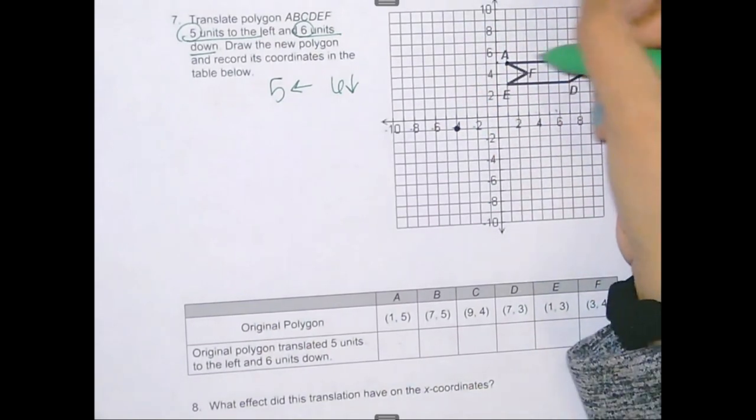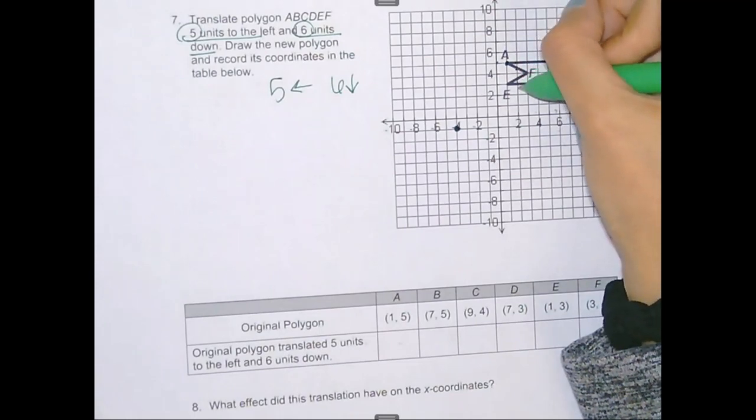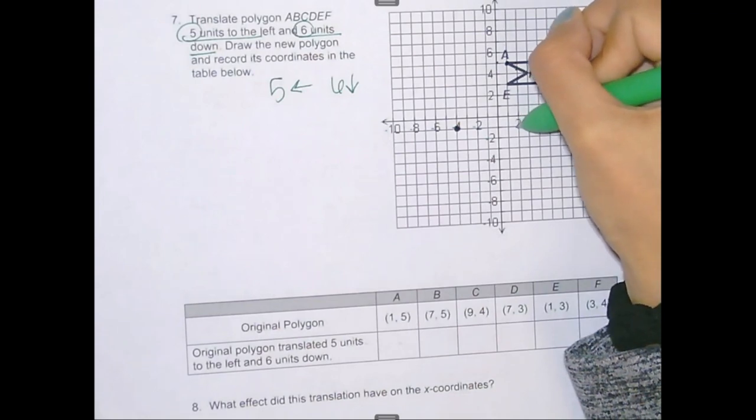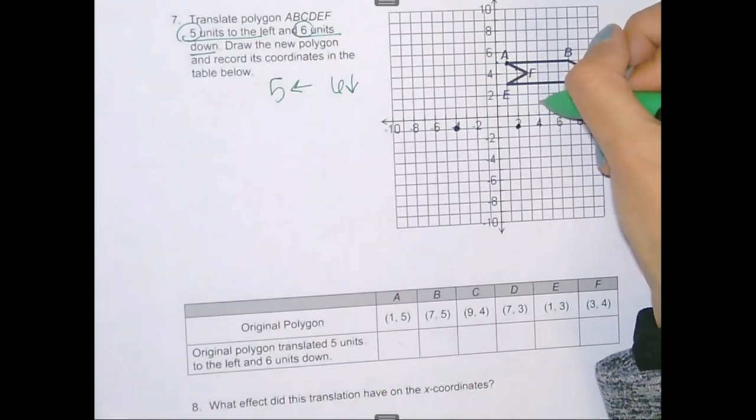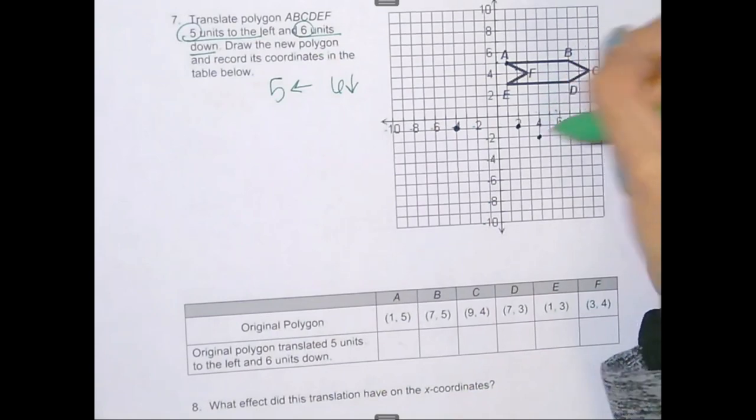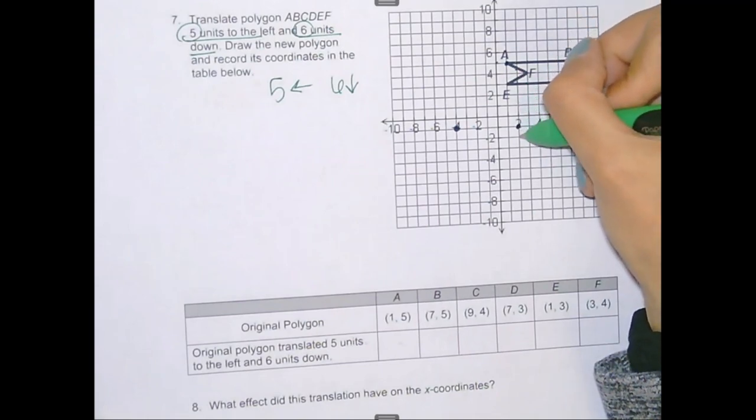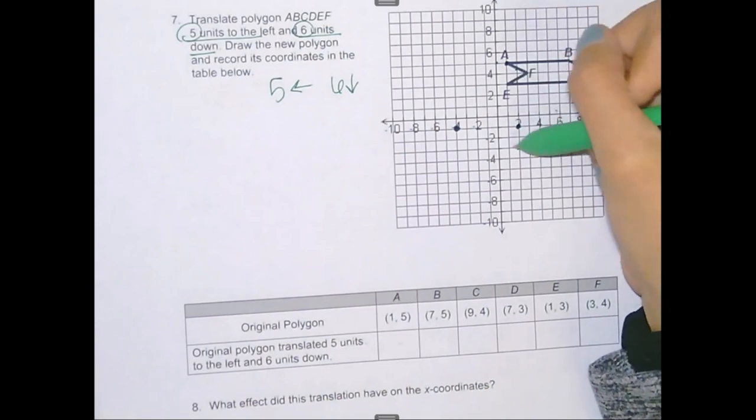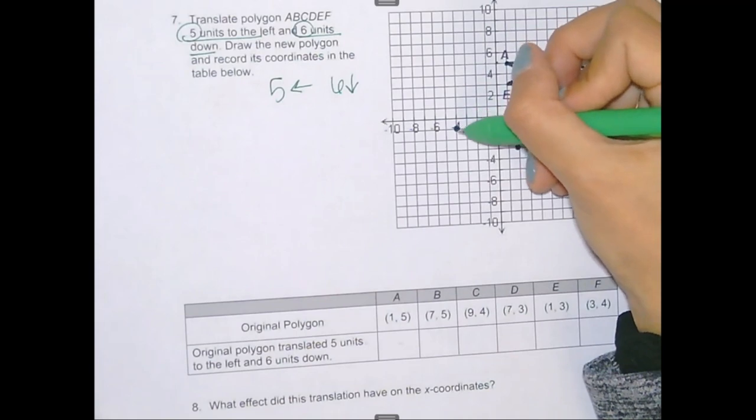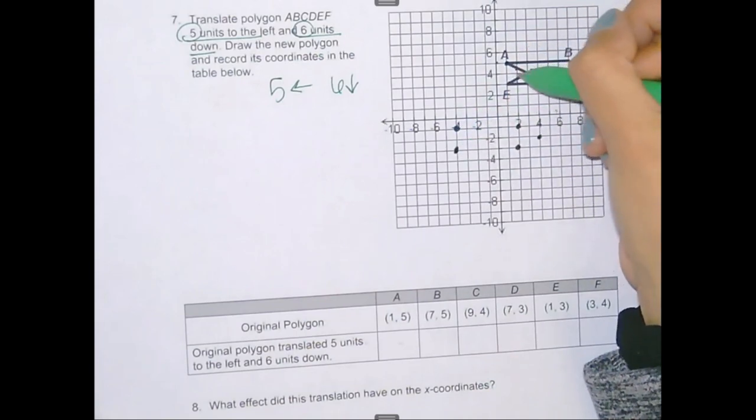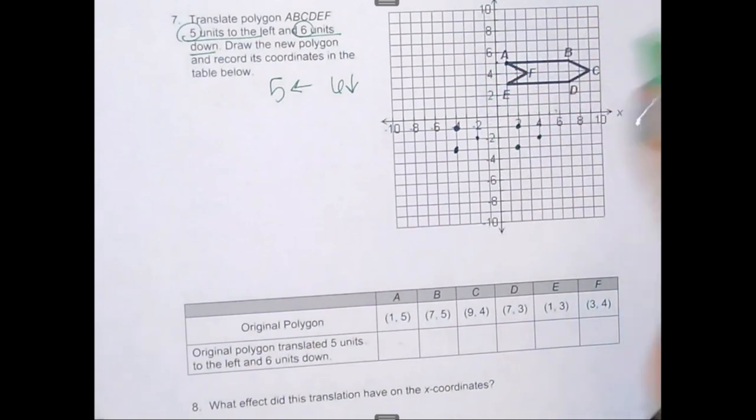Okay, I would take B and I do the same thing. 1, 2, 3, 4, 5, and down 6. Then C, then the next vertices, I do the same: 5 to the left, 6 down each time.